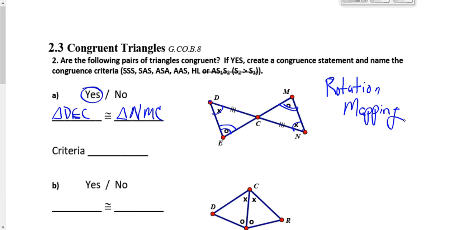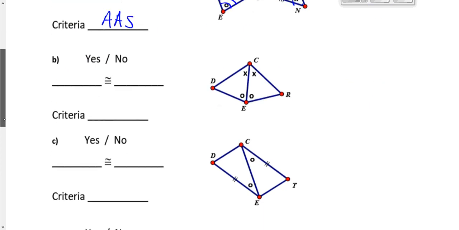What's the criteria, by the way, again? It was angle, side. Okay? Well, you have to do it counterclockwise or clockwise, correct? Well, it's going to be 180 degrees, so the direction doesn't matter. It's 180. So, how about B? Did we get yes or no?